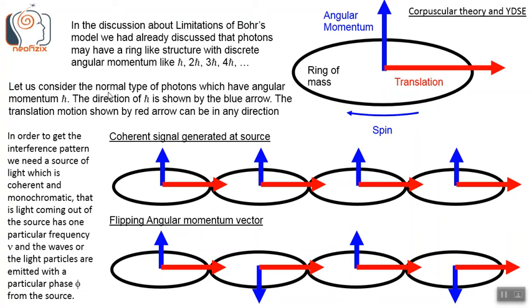Let us consider that the normal type of photons have only angular momentum h bar. That is, they don't have 2h bar, 3h bar, etc. It is a normal photon which has just angular momentum h bar. And the direction of this angular momentum h bar is shown by the blue arrow. The translation motion shown in this red arrow can be in any direction. It need not be always in this orientation with respect to the angular momentum. It can be oriented in any direction, x, y, z axis.